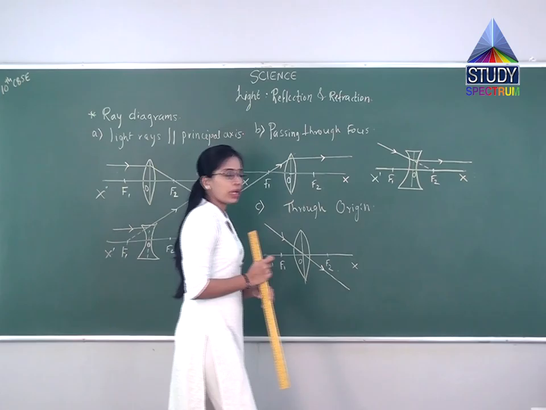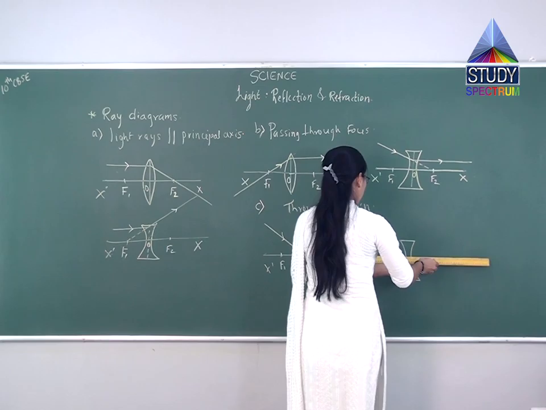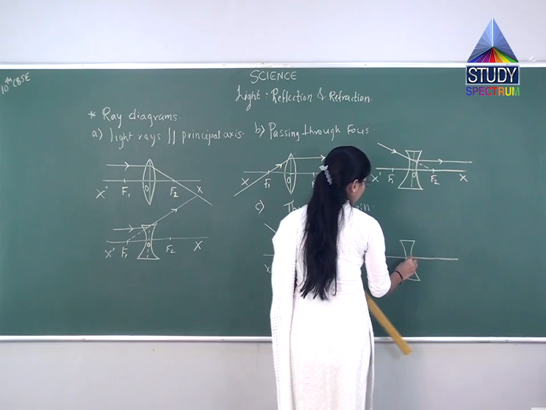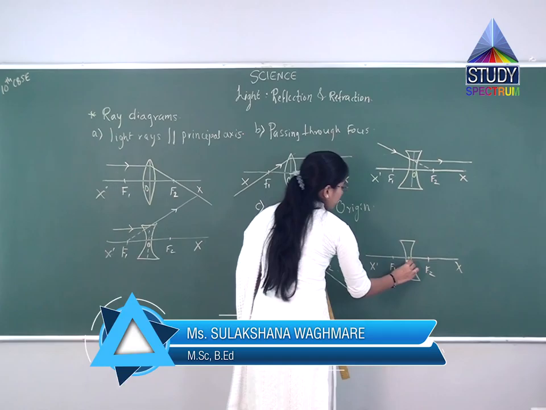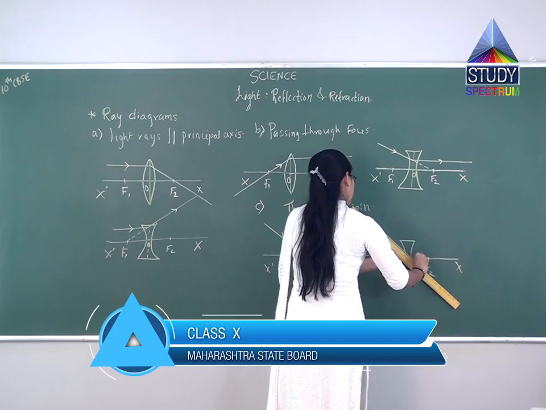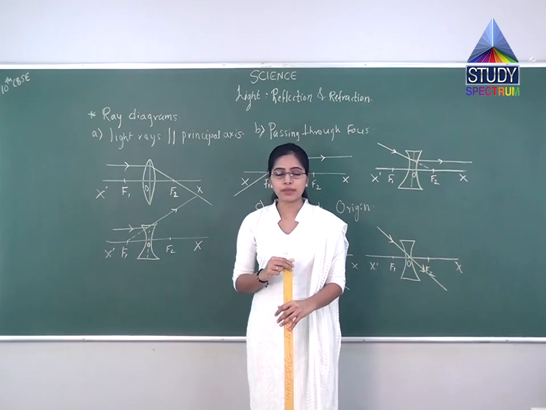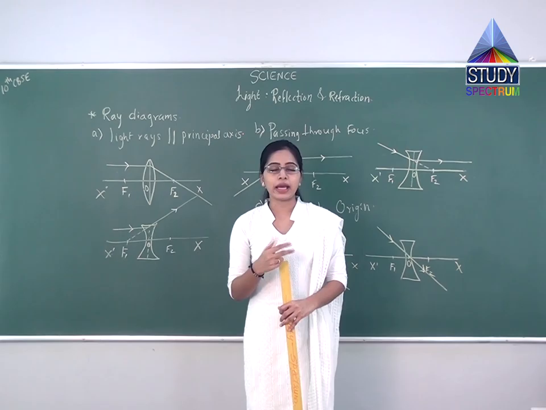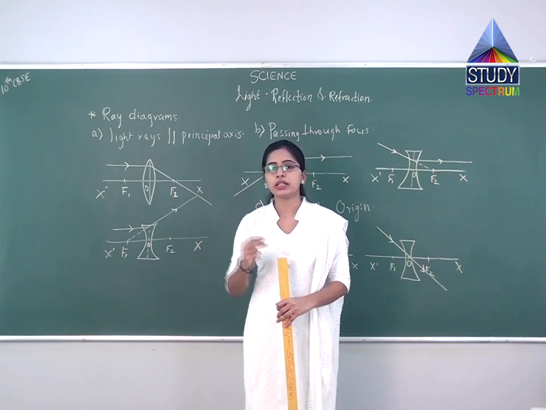A similar phenomenon is applicable for the concave lens. Here we have this concave lens with principal axis XX dash. Again we have two foci. Similarly to the previous case, light is passing through the origin and it will get refracted in the other direction without any change of path. So these are the three ray diagrams. We are studying this because we will require these ray diagrams in the next part to study the formation of images if we change the position of the object, while studying the image formed by convex as well as concave lenses.